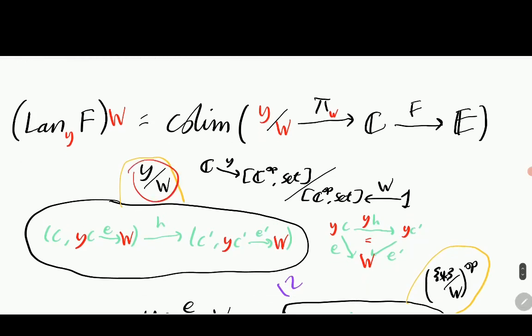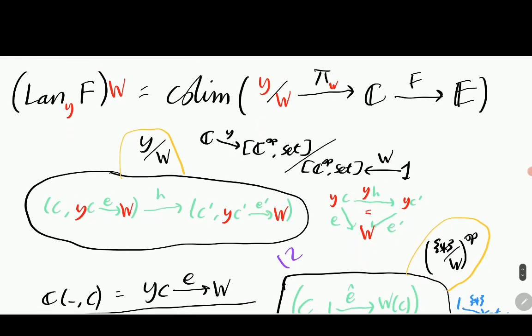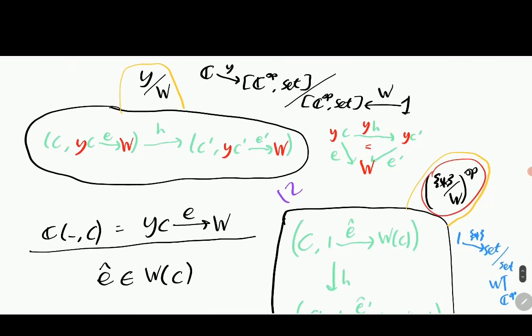Now, this category Y slice W, more concretely, its objects are going to look like this. So they're going to consist of an object of C and an arrow from Y of that object into W. And the arrows in this slice category, in this comma category here, are just going to be like this arrow h from C to C dash that makes this kind of diagram commute. But basically, we can transform this slice category into this one here.